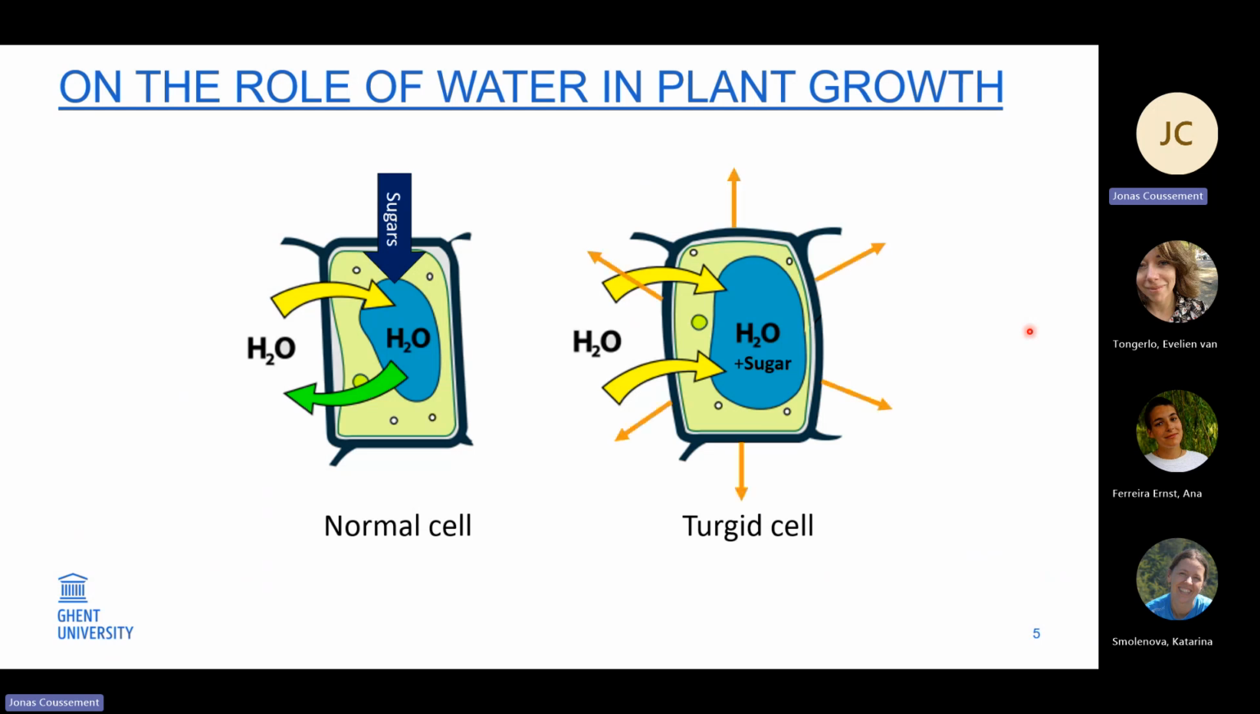And this will exert a force on the cell. So it will exert a positive pressure on the cell walls. And this is called the turgor pressure. And this is what is actually causing the plant cell to grow. So this will cause new cell wall material to be formed and cause irreversible growth.